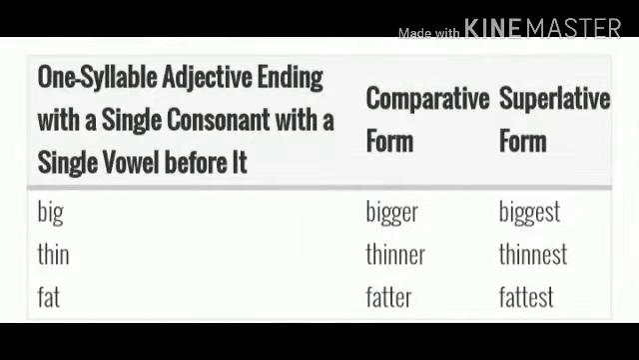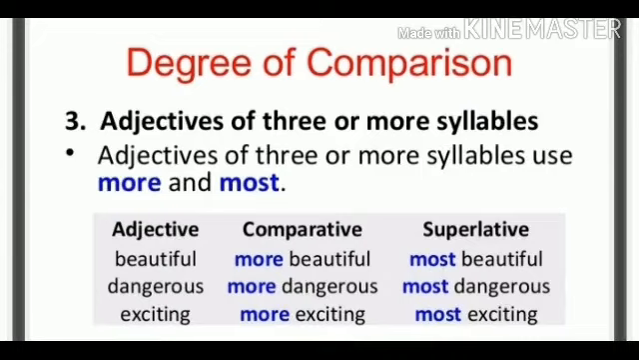If the last letter of the adjective is a consonant and before it there is only one vowel, then the last consonant is doubled before we add er and est. For example, big. G, the last letter is a consonant and before it i is there, only one vowel. So g will be doubled and then we will add er and est to make the comparative and superlative degrees, that is bigger, biggest.